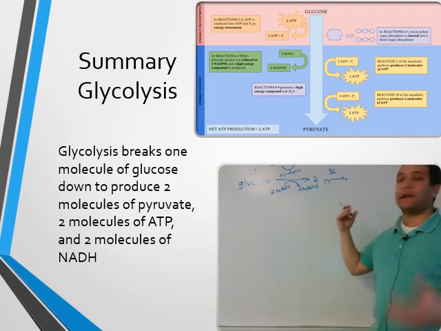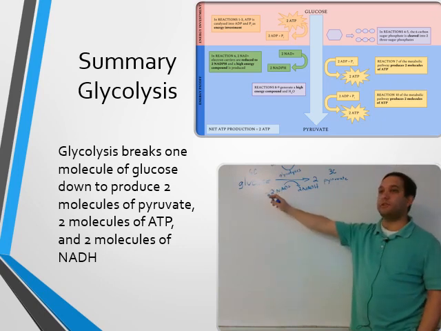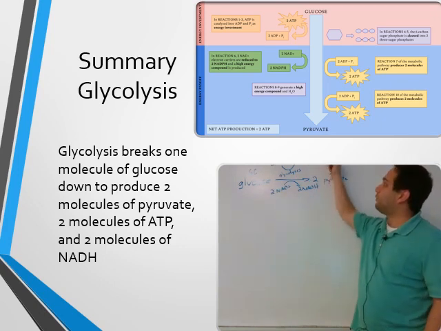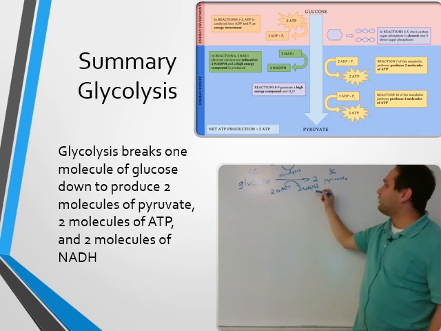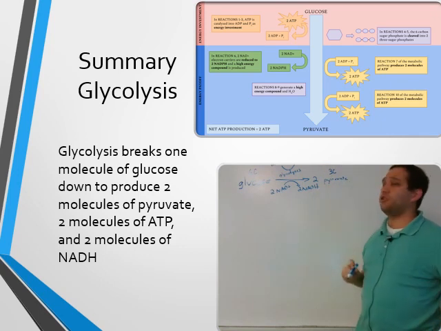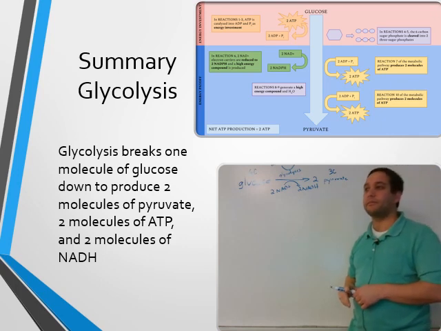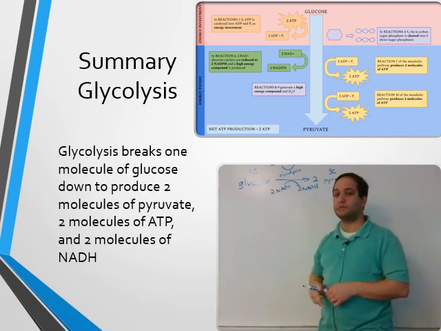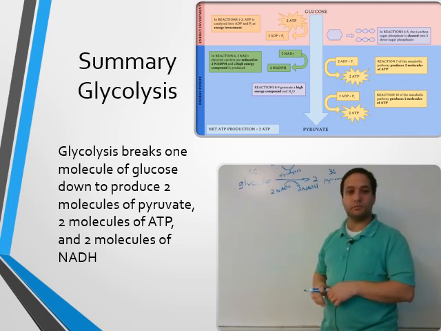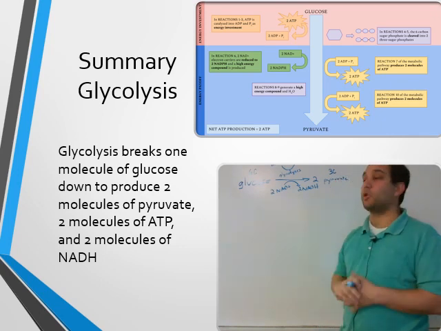So in summary, glycolysis is going to break down 1 molecule of glucose to produce 2 molecules of ATP, 2 molecules of NADH, and 2 molecules of this 3-carbon pyruvate. Yes? Would it work as a summary statement for the essay? Yeah, that works probably. All right.